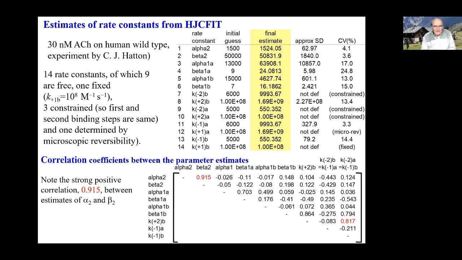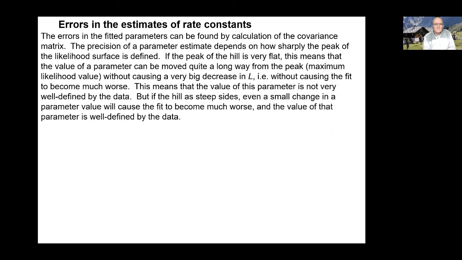So to keep the burst length the same, alpha 2 has to be fast as well, because that means that the individual openings would be short. Conversely, if beta 2 is smaller, the opening rate is smaller, there won't be so many openings per burst, but alpha 2 will also have to be smaller because that will mean that each individual opening is longer. So this correlation makes perfect sense. And notice, though, that despite the fact that they're highly correlated, these are among the most precisely determined of the parameters.